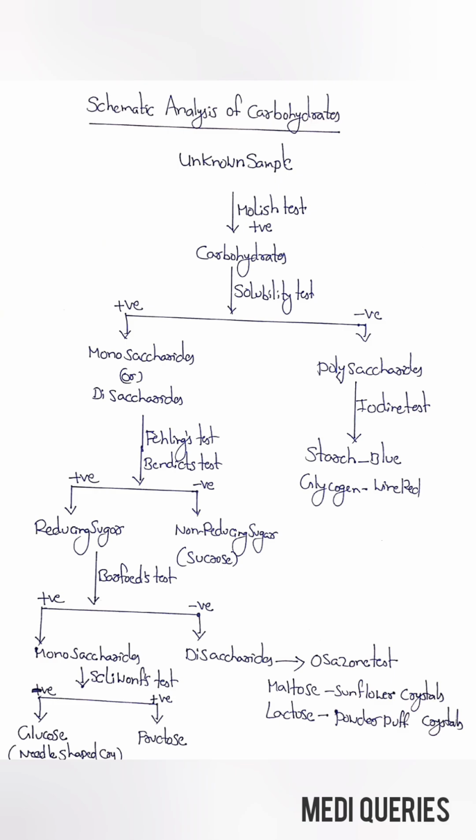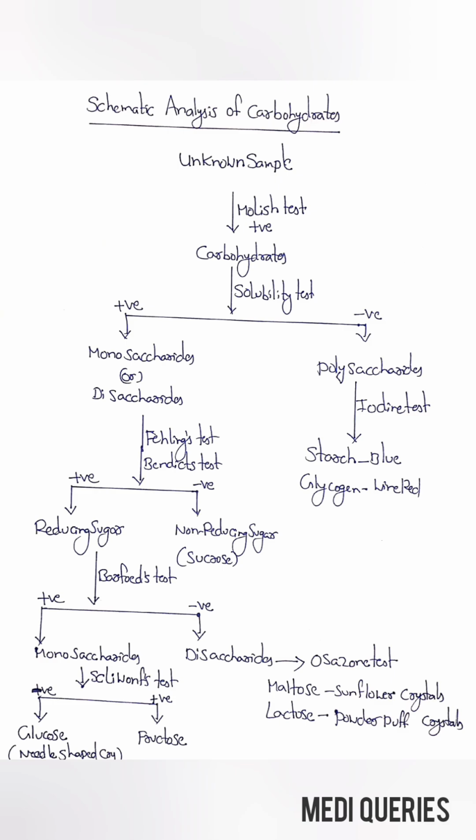In Fehling's test, to the sample solution add Fehling's A and Fehling's B reagents and boil on a water bath. It will give a brick red color precipitate, which indicates the presence of reducing sugars. Similarly, in Benedict's test also, to the test solution simply add Benedict's reagent and boil on a water bath. It will give a brick red color, which indicates the presence of reducing sugars. If it is negative, this indicates the presence of non-reducing sugar, that is obviously sucrose. If it is positive, this indicates the presence of reducing sugars.